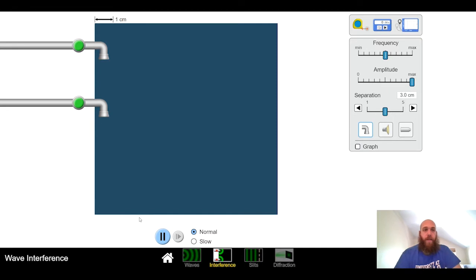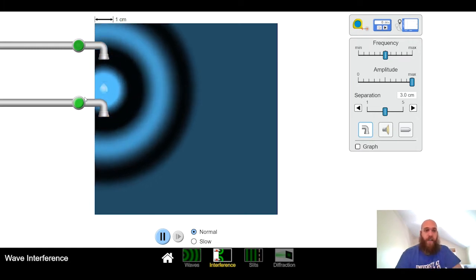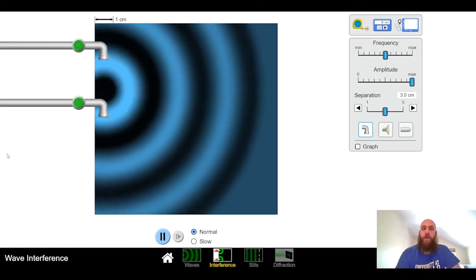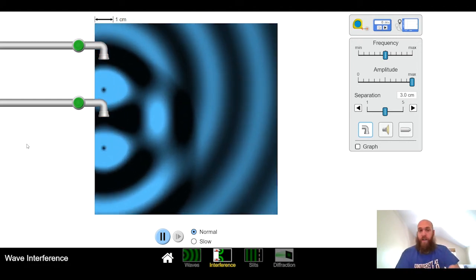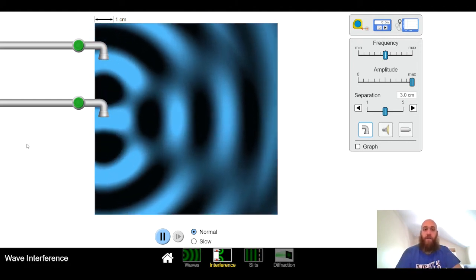So take a setup like this. You've got two faucets and they're able to drip water down into this pool below. And just one of them is going to send out circular waves like that. And if we have both of them on, then the drips are going to fall down to the water, the waves are going to overlap, and we're going to get some kind of interference.